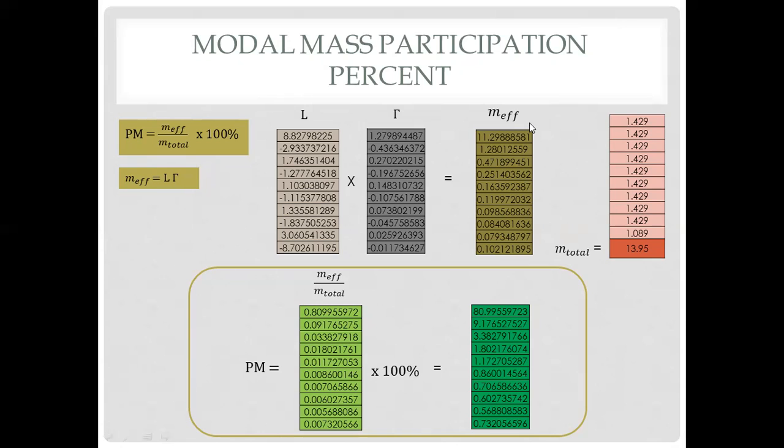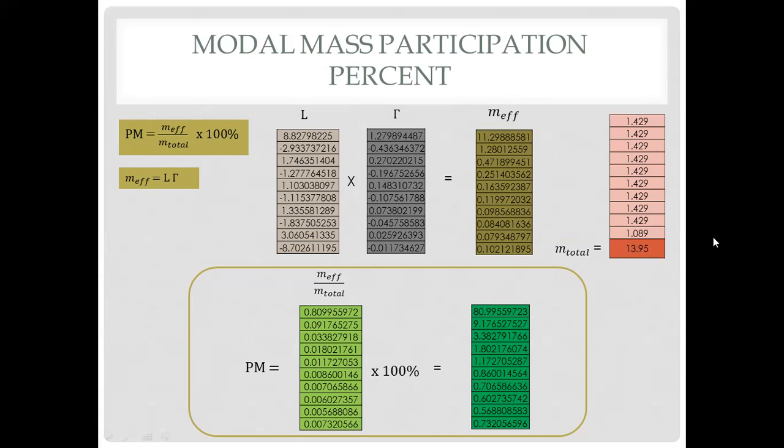So, meron na tayong coefficient vector kanina na na-solve, and then the mode participation factor. So, multiply lang natin silang dalawa. And then, meron na tayong MF. So, yung M total, yung mass total siya. So, add lang natin sila lahat. And then, ito na. M total is 13.95.